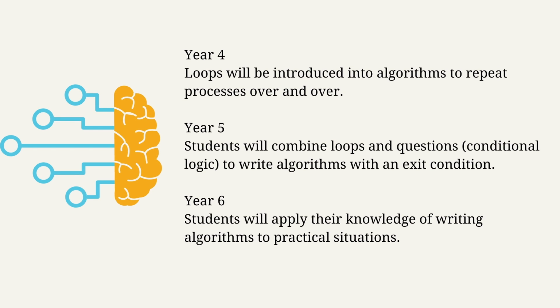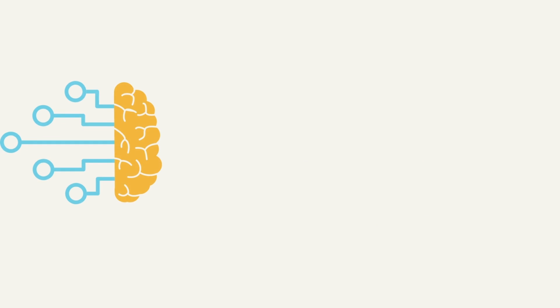For the 4th year, loops will be introduced into algorithm. This means that robots or instructions can be done over and over. For year 5, students will combine loops and questions to write algorithms with an exit condition. And last one, students will apply their knowledge of writing algorithms to practical situations, such as an essay or whenever they have to explain a grammar rule.